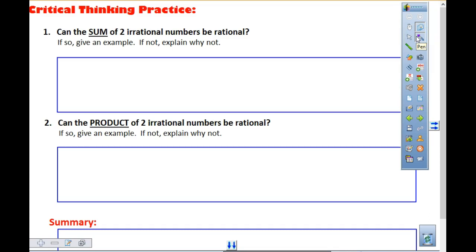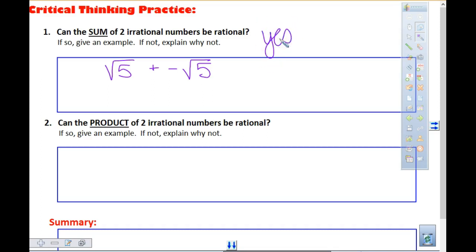So if you're thinking of another number, square root of what? That's irrational. It can't be 4, 9, 16, but something else. Square root of what? Square root of 5 is irrational, right? So we take square root 5, and we are going to add on negative square root 5. So it says, can the sum of irrational numbers be rational? We would want to say, yes. Give an example. Square root 5 plus negative square root 5 is equal to 0.